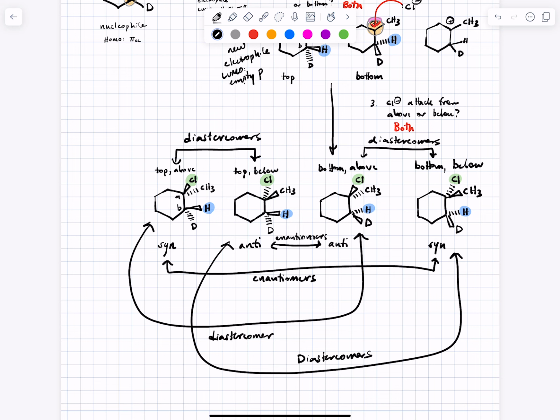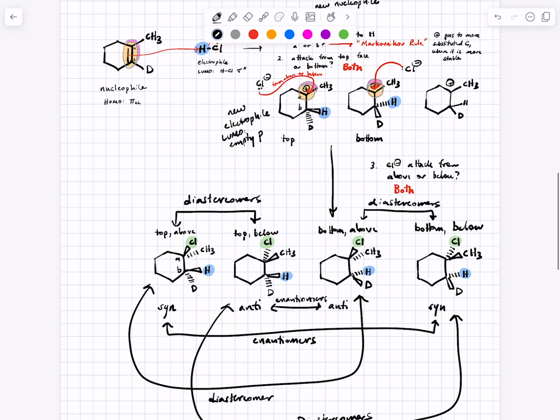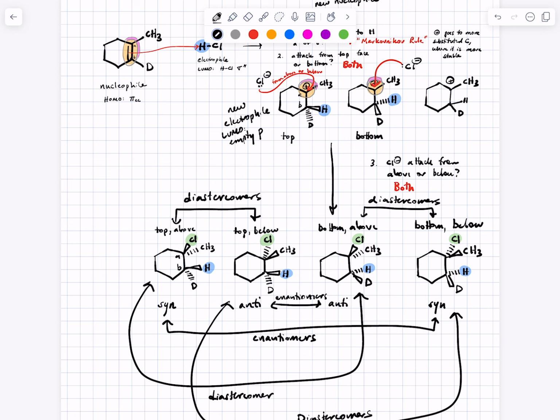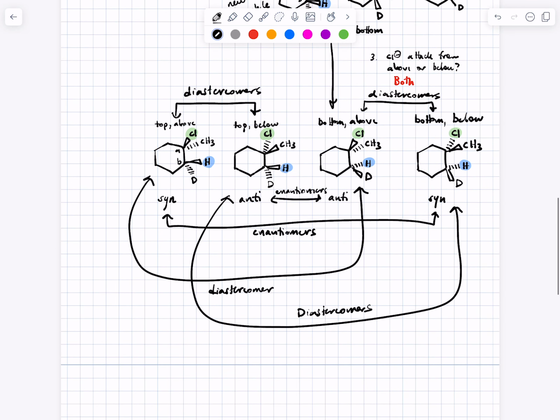Okay, so the point is that in this reaction, we do see what's called Markovnikov regioselectivity because the chloro group ends up on the more substituted carbon, but we do not see any stereoselectivity at all. We don't see any preference for one enantiomer over the other. And second, there may be some preference, but you generally get a mixture of syn and anti diastereomers.